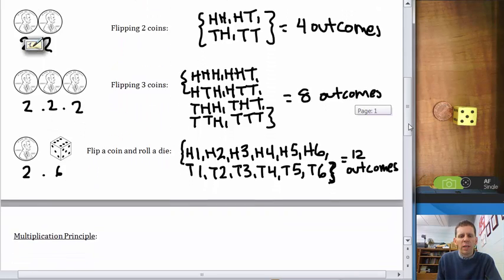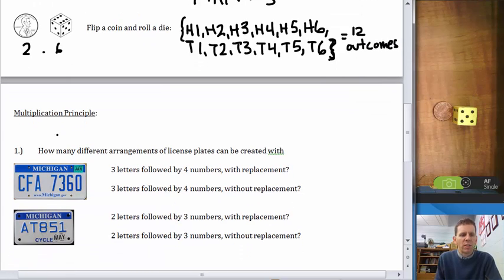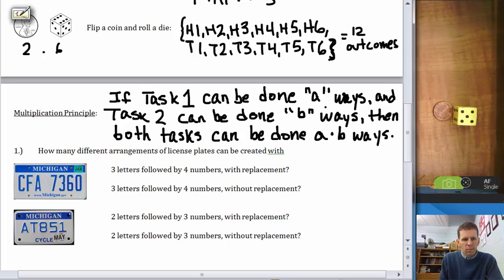This idea of multiplication to find the number of outcomes is known as the multiplication counting principle, or the multiplication principle. And it says if task 1 can be done A ways and task 2 can be done B ways, then both tasks can be done A times B ways. This multiplication principle can be very helpful in a number of different contexts.